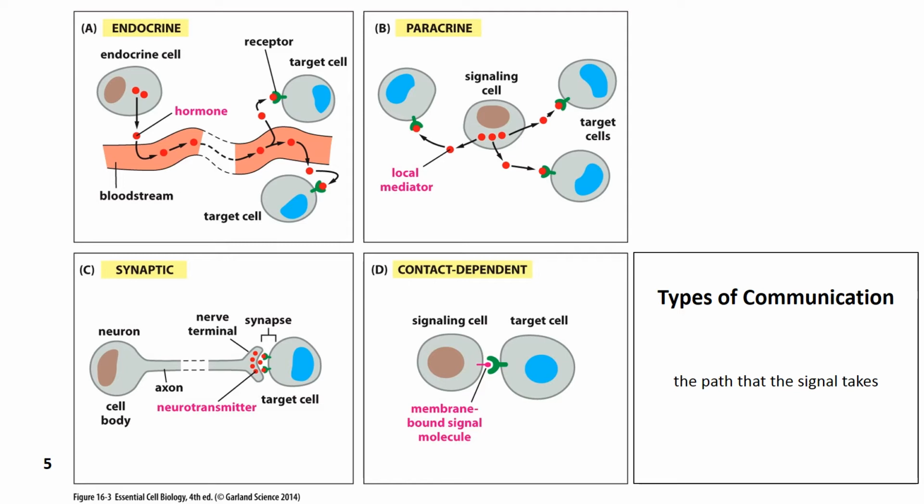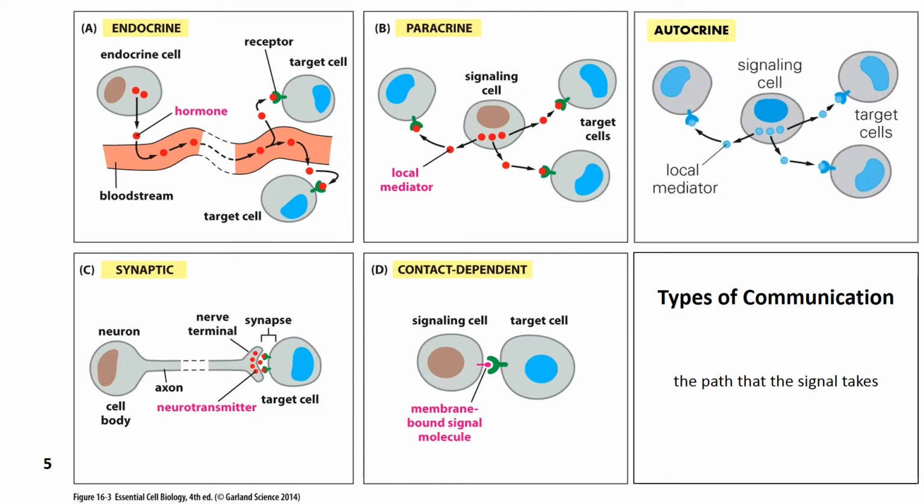It is possible for a cell to communicate with another cell of its same type. In this case, we call the communication autocrine communication. The signaling molecule is still released into the local environment and diffuses as far as it can within that local environment to communicate with a nearby or neighboring cell.